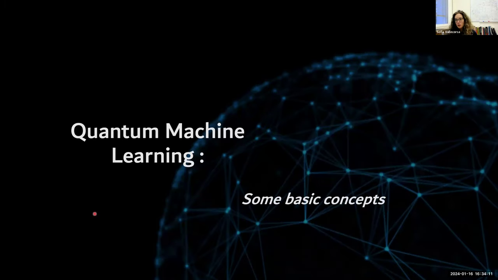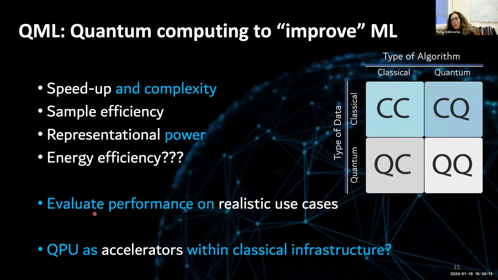So let me go to quantum machine learning finally. What do I mean? When I talk about quantum machine learning, I mean using quantum computers to improve machine learning. There is also the other way around, but we don't talk about that. I'm not talking today about using machine learning to improve quantum technologies. That is a very lively field of research, but it's not what I will show you now.